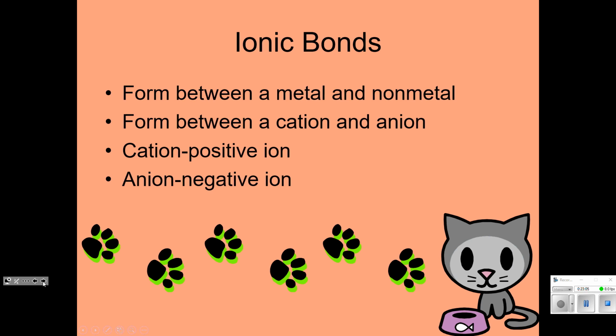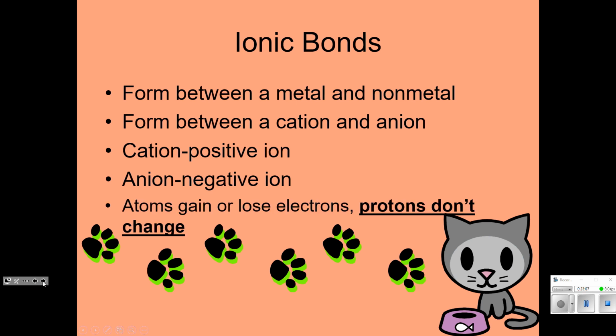So looking at your note sheet, we should have already covered 1, 2, and 3. How do these things get a charge? Remember, protons don't change. When you give something a positive charge, that does not mean it gained positive protons. No. Electrons can be gained or lost. And if you lose electrons, you become positive. You gain electrons, you become negative.